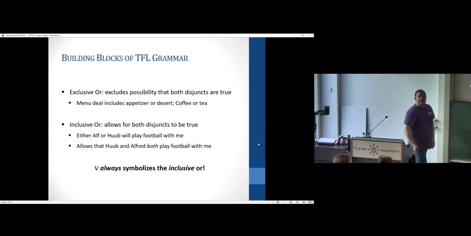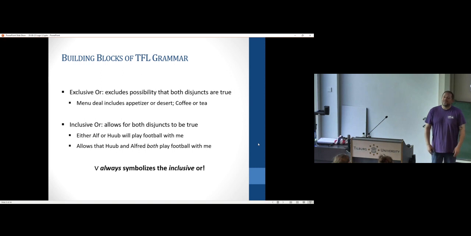Similarly, people will offer you coffee or tea. You're kind of a dick if you take both, right? You're violating something like the social norm. The suggestion is that you're only supposed to take at most one. That's an exclusive or. Contrast that with an inclusive or. An inclusive or says, hey, take at least one, maybe both.